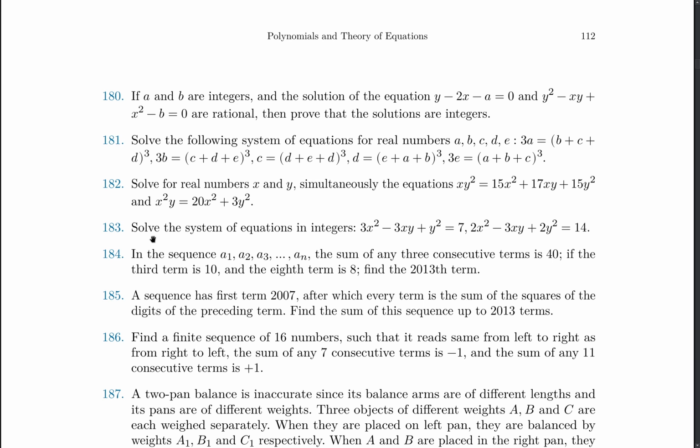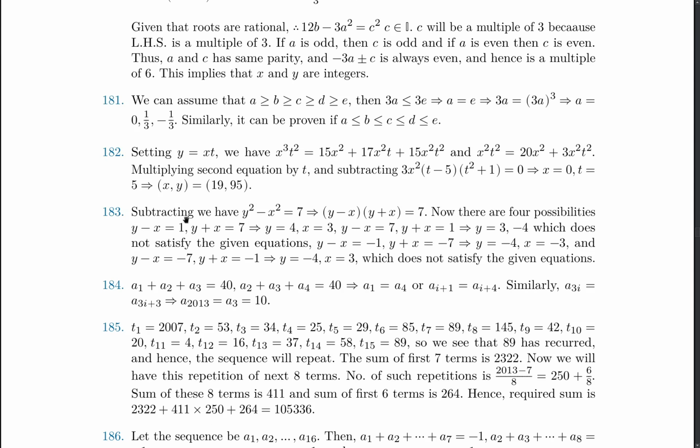Now, question number 183 says: solve the system of equations in integers, 3x^2 - 3xy + y^2 = 7 and 2x^2 - 3xy + 2y^2 = 14. So we subtract, we get y^2 - x^2 = 7, that is (y - x)(y + x) = 7. Now there will be 4 possibilities. y - x = 1 and y + x = 7, and y = 4 and x = 3. That would be the result of this. The second solution would be y - x = 7 and y + x = 1, which gives y = 4 and x = -3.